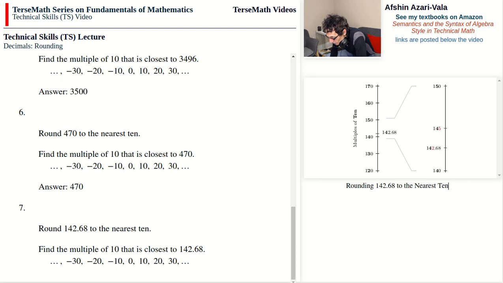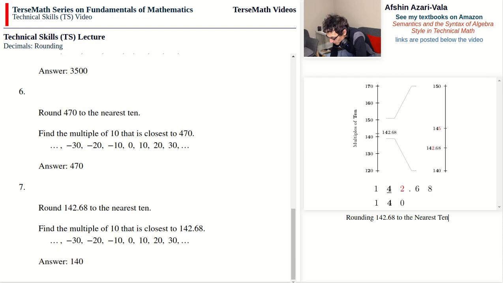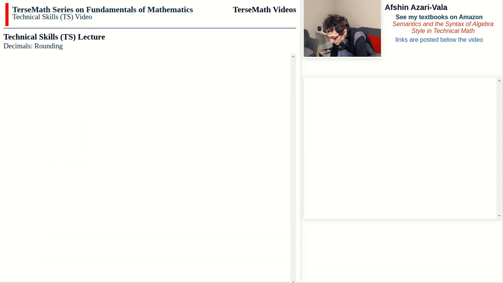And so the algorithm is as follows. Find the place you want to round to. Take a look at one digit that follows. If it's less than 5, 4 doesn't change. And we end up with 140. And you can see from the diagram that it does work. Okay, so that was rounding to the nearest 10.